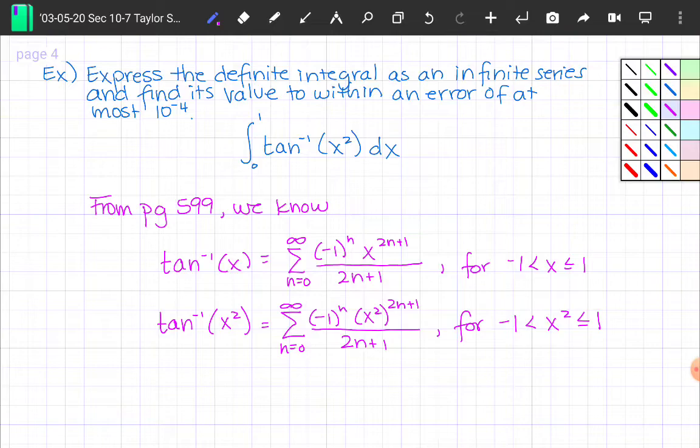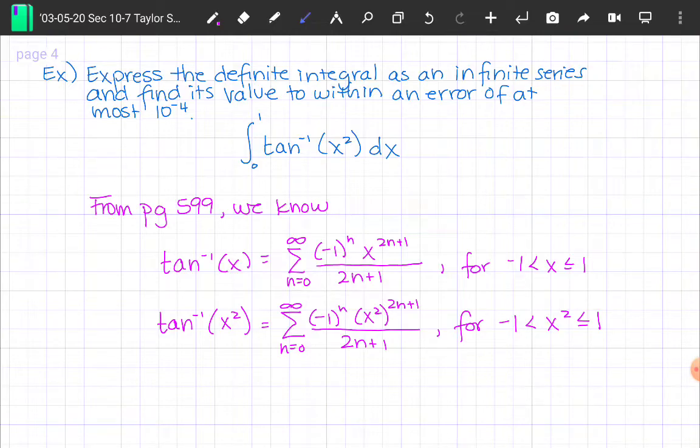And this is going to be okay. We're going to be able to use it for this definite integral, because if you look at the limits, we're talking about values of x from 0 to 1. That would work in this interval. We don't have to worry about simplifying this interval down. We could. So we're going to be able to use this to help us out. So now let's see how we use it.